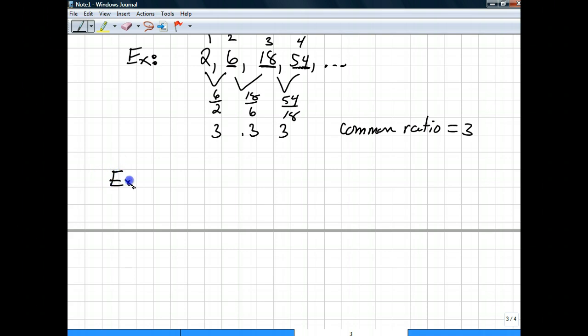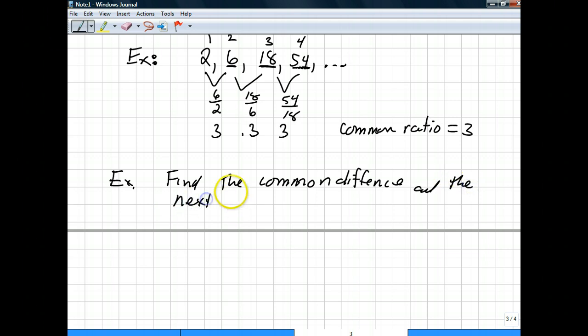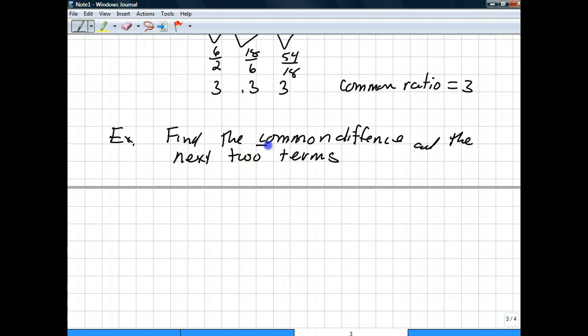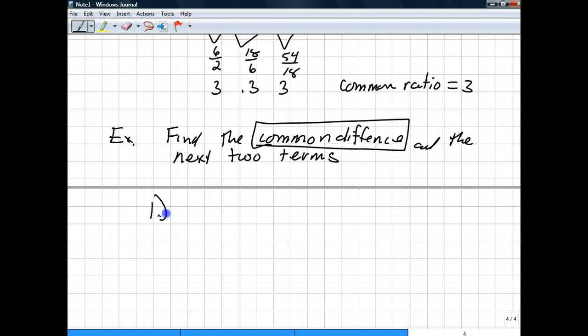So, example: find the common difference and the next two terms. Because I'm asking you to find the common difference, I'm automatically telling you it's an arithmetic sequence. So example 1. I have 5, 8, 11, 14, and 17. And so I told you it's arithmetic.